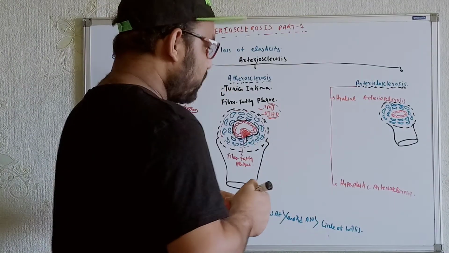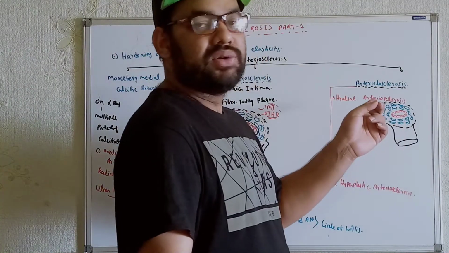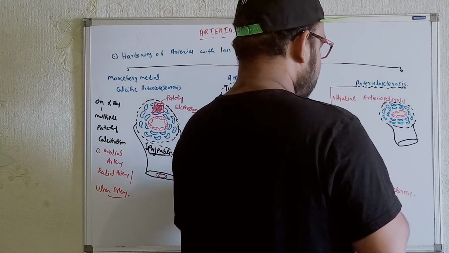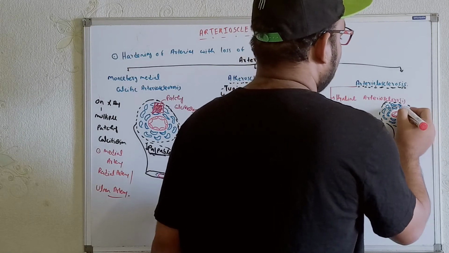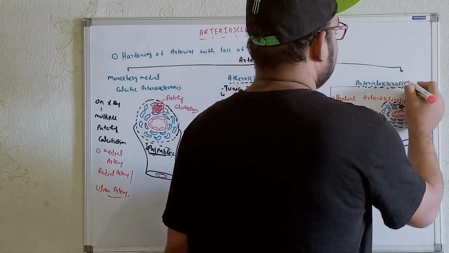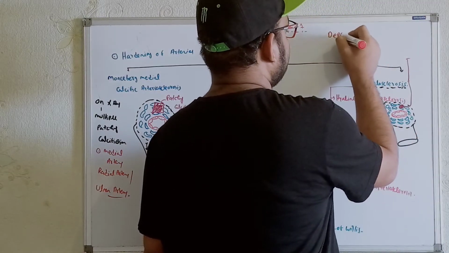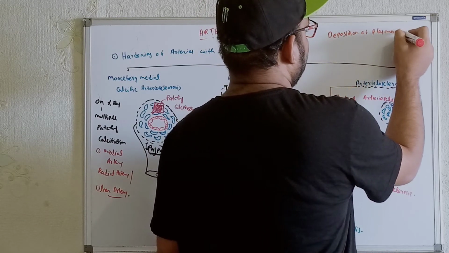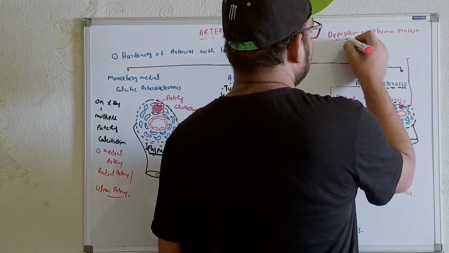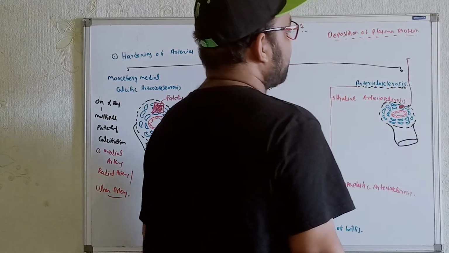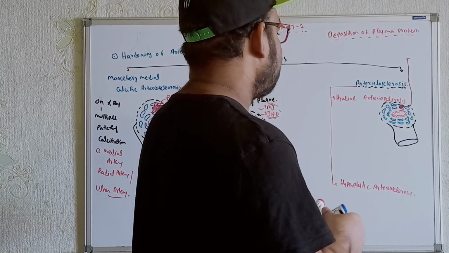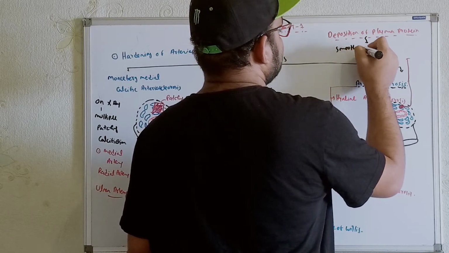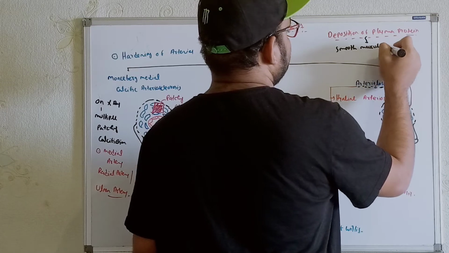Now see, in these cases, we'll get the deposition of plasma proteins within the tunica media layers. In hyaline arteriosclerosis, we'll get the deposition of plasma protein. And these depositions of plasma protein will irritate the smooth muscles, the smooth muscular cells.